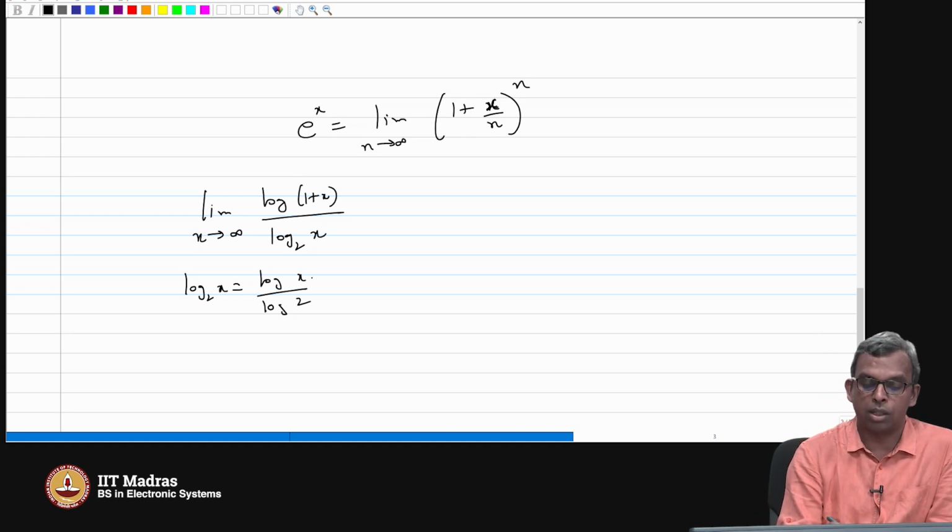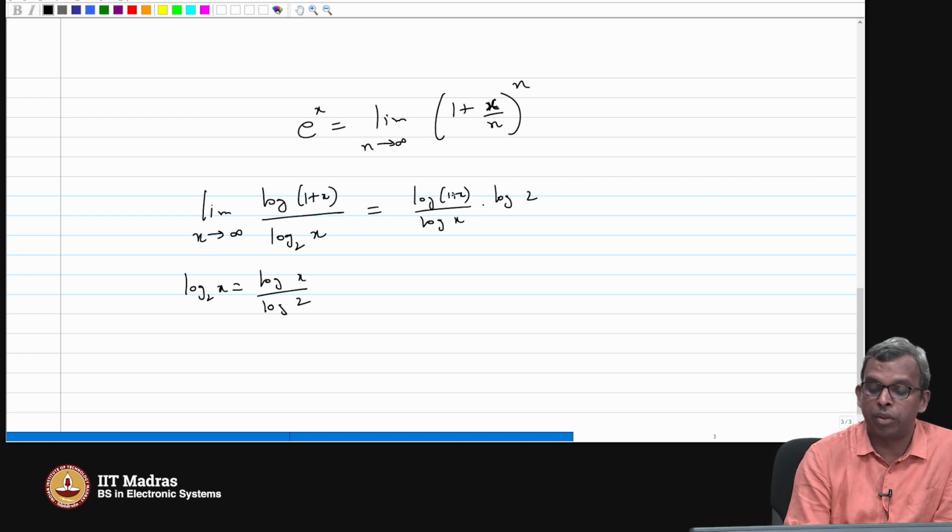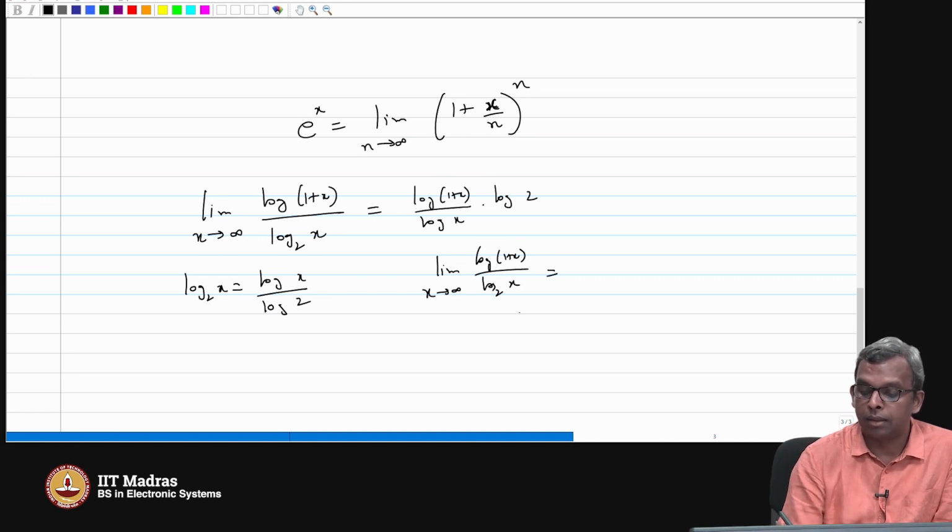So log 2 is just a constant. So this is the same as log(1 + x) by log x times log 2. Now if you do limit as x tending to infinity, you are going to get infinity by infinity form. You can do L'Hopital again because of the infinity by infinity form.